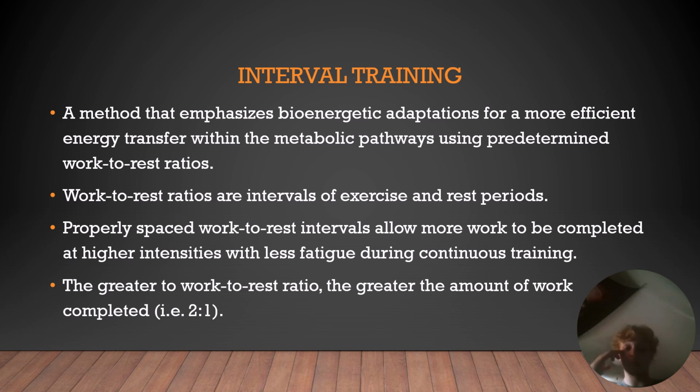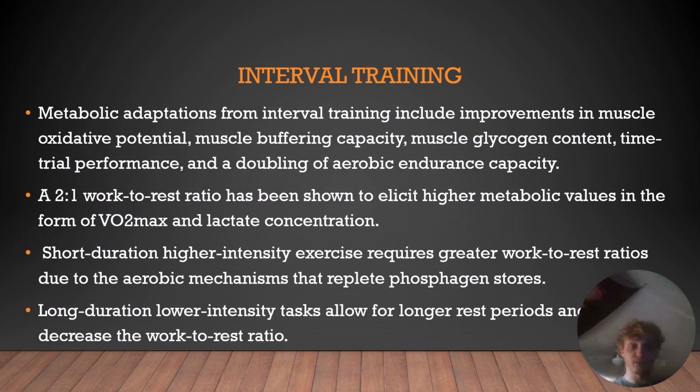Properly spaced work to rest intervals allow more work to be completed at higher intensities with less fatigue during continuous training. An example of a better work to rest ratio is 2 to 1, maybe 2 minutes on, 1 minute off. This has been shown to allow more work to be done in a given exercise bout with less fatigue overall. Metabolic adaptations from interval training include improvements in muscle oxidative potential, muscle buffering capacity, muscle glycogen content, time trial performance, and a doubling of aerobic endurance capacity.